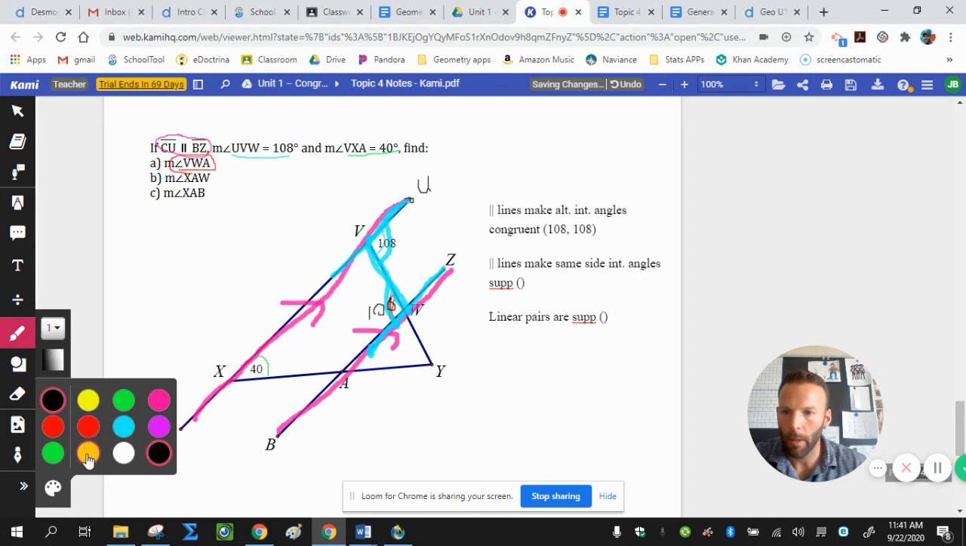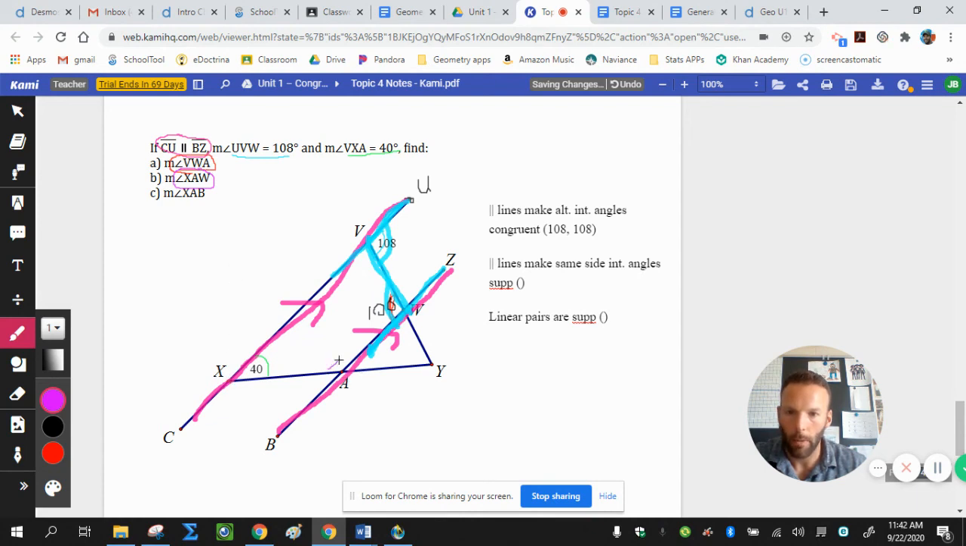Let's grab a different color here. How about purple? This is angle XAW. Where's angle XAW? That's this angle right here. Okay, I want that angle right there. Now, this angle is part of this parallel line and that transversal. That's different from this group of angles. So this angle has nothing to do with these 108s, but instead is related to this angle over here that's 40, because now I have a parallel line and a parallel line and this transversal.